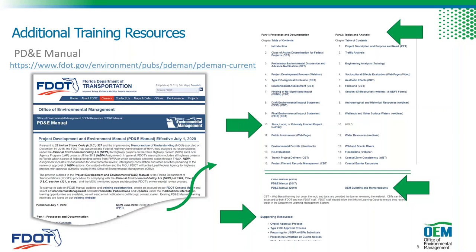Part 2, topics and analysis, will give you the guidance and procedures for all of the different topics that are covered in the SEIR. I also wanted to point out at the bottom of the page, you'll find a bulletin which will have more instructions about using the new form and implementing that while we wait for the next update of the PD&E manual. And finally, at the bottom of the page, there are some additional supporting resources.